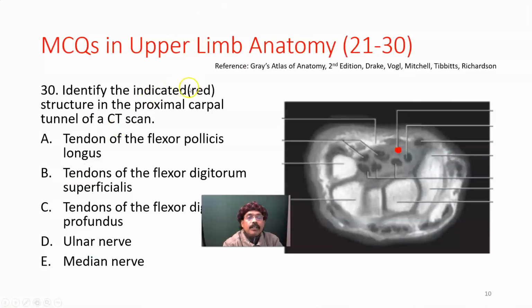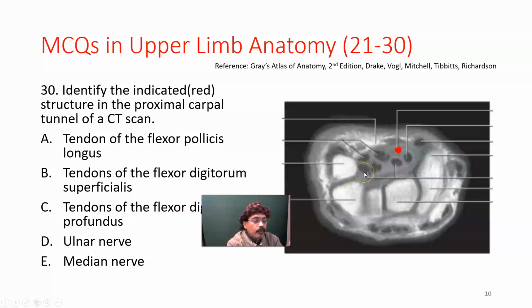Okay, identify the indicated red structure in the proximal carpal tunnel of a CT scan. You have to identify that structure. This is the carpal tunnel. What is that structure? Tendon of the flexor pollicis longus, tendon of the flexor digitorum superficialis. Tendon of the flexor pollicis longus is this. Tendon of the flexor digitorum superficialis is here. Okay, tendon of the flexor digitorum profundus is this.